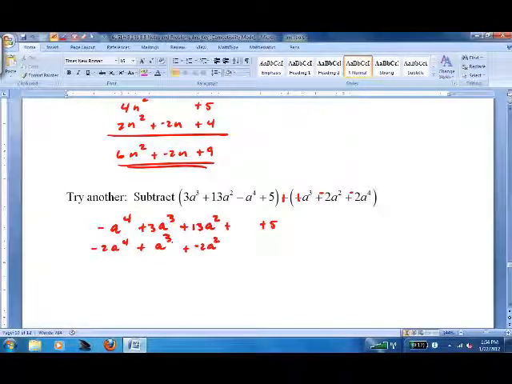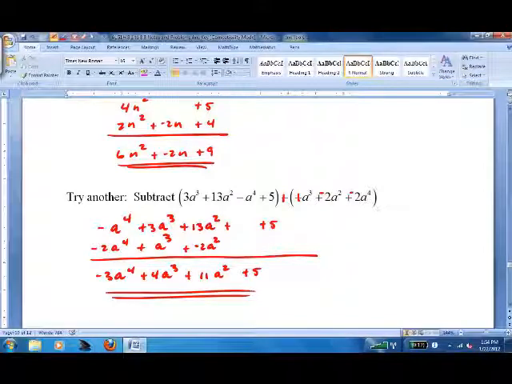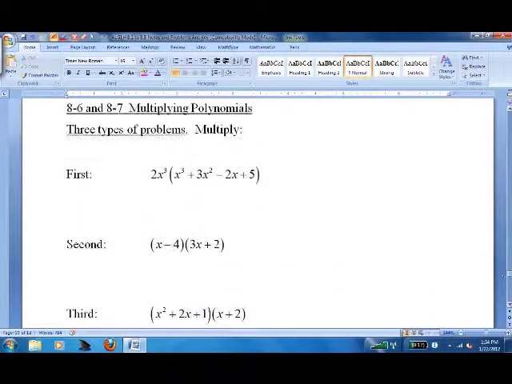Notice I did these in the wrong order. Doesn't matter as long as they all end up in the right spot. Looks good. That's it. Keep practicing, you'll be fine. Going to the next note.